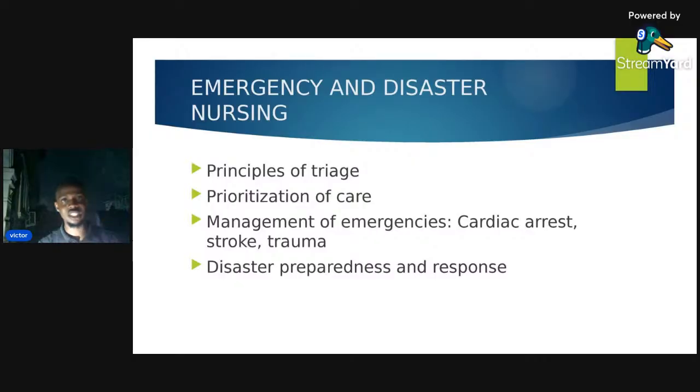So the next one is emergency and disaster nursing. What you should know under this is triage. What is triage? Triage means sorting out, prioritizing care.